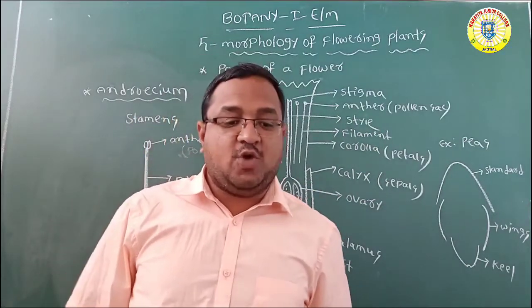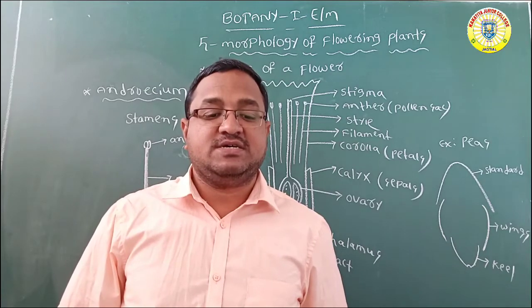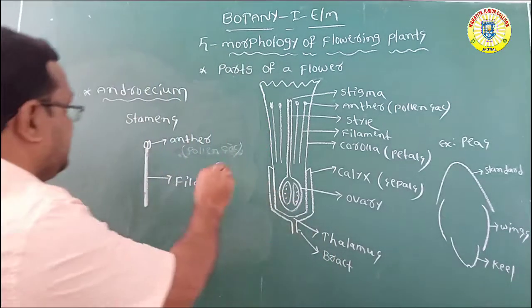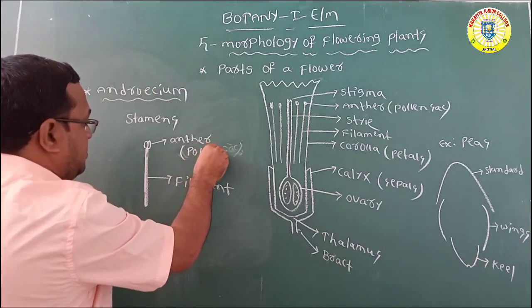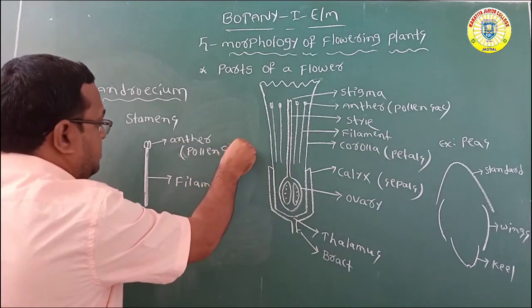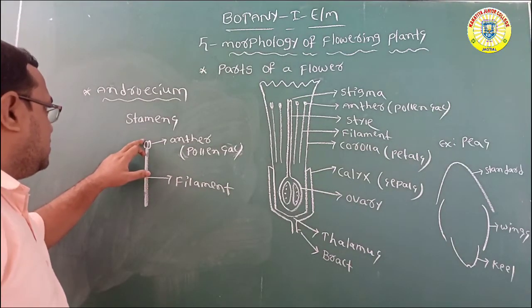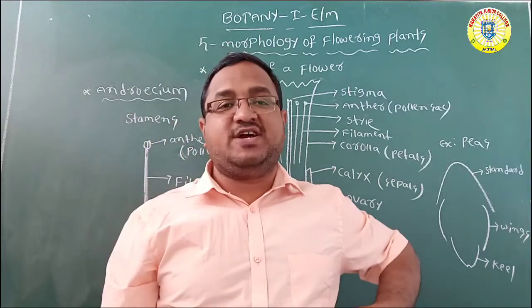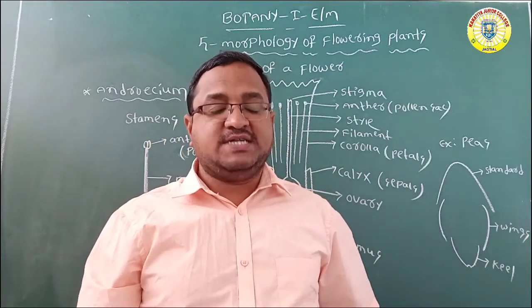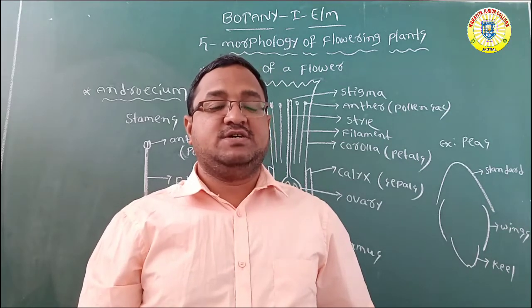Anther is bilobed. Each lobe consists of two chambers. The two chambers are called pollen sacs. So the anther is bilobed, and each lobe has two pollen sacs. These pollen sacs produce pollen grains. These pollen grains are the male gametes.